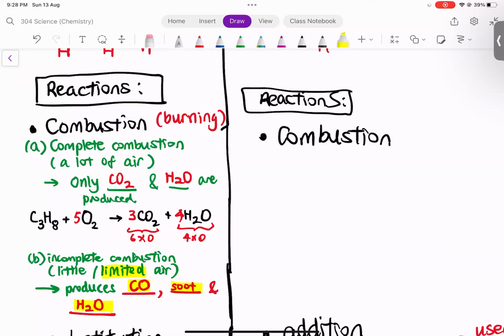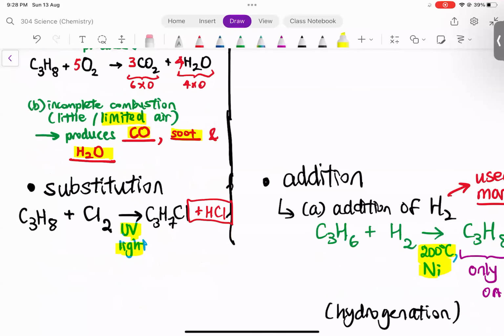All right. Now, alkanes undergo combustion. Alkenes also undergo combustion. So this reaction, combustion, is common to both alkanes and alkenes. However, alkanes undergo substitution in the presence of ultraviolet (UV) light. So under UV light, alkane undergoes substitution with chlorine gas. All right, you must be able to write the equation.